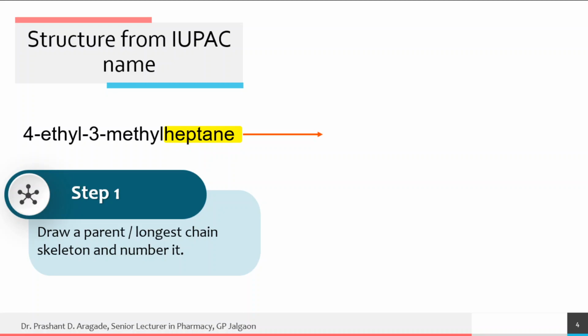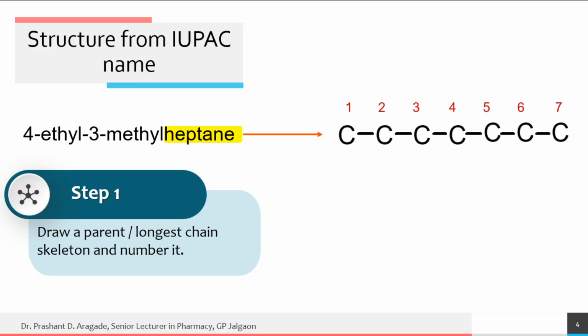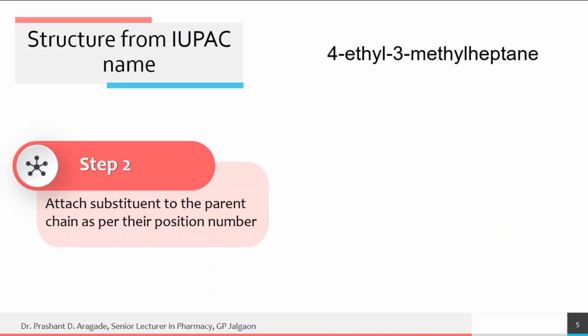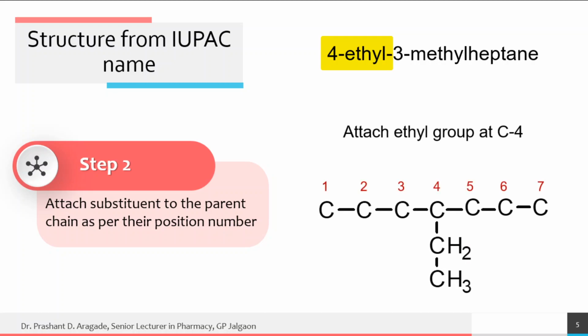So you have to draw a 7 carbon atom containing longest chain and number it from any end, meaning from left to right or right to left. Here I have used a numbering system from left to right. Then follow step number 2. You have to identify the substituents and attach those substituents to the parent chain as per their position number. In that example, the first substituent is 4-ethyl. So attach the ethyl group at the C4 carbon atom in the continuous chain like this.